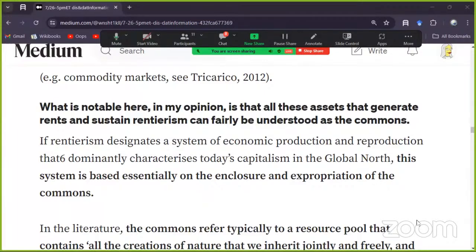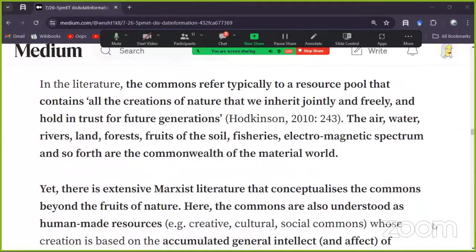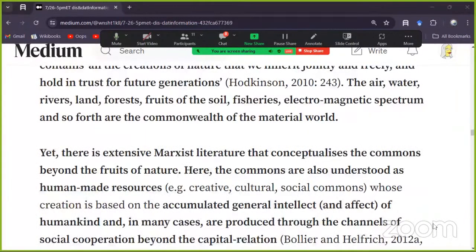In the literature, the commons refer typically to a resource pool that contains all the creations of nature that we inherit jointly and freely and hold in trust for future generations. Certainly sounds like air, water, land, rivers, forest, fruits of the soil, fisheries, electromagnetic spectrum, and so forth, the commonwealth of the material world. Yet there's extensive Marxist literature that conceptualizes the commons beyond the fruits of nature. Here, the commons are also understood as human-made resources, and that includes a wider version of that.